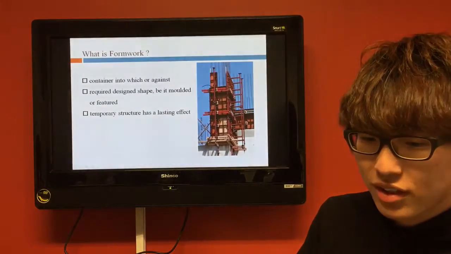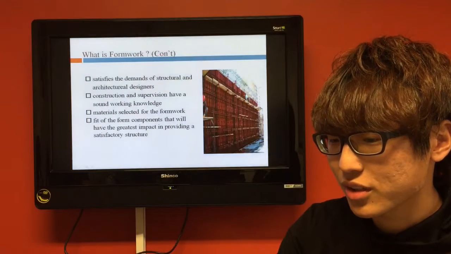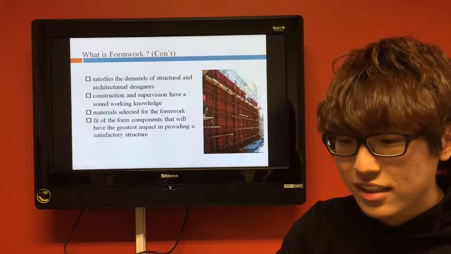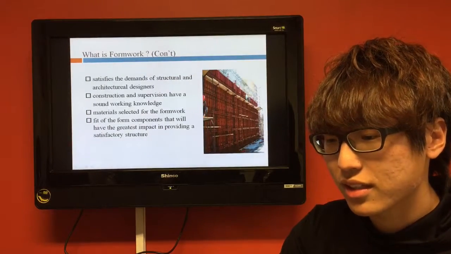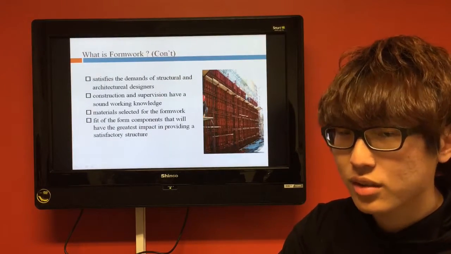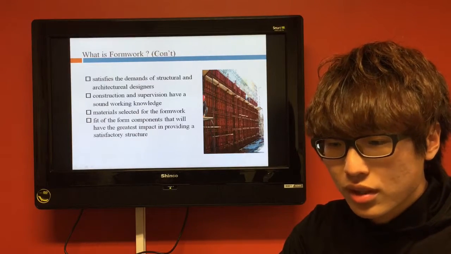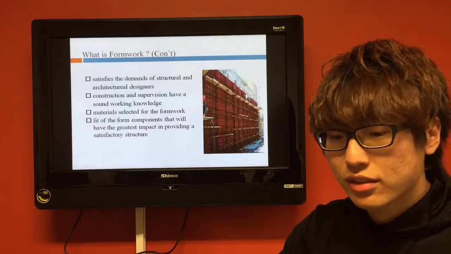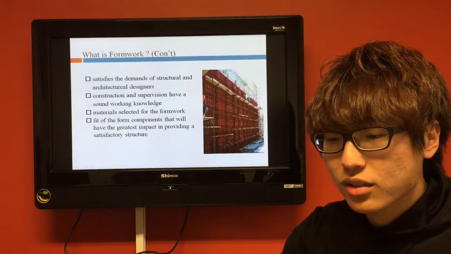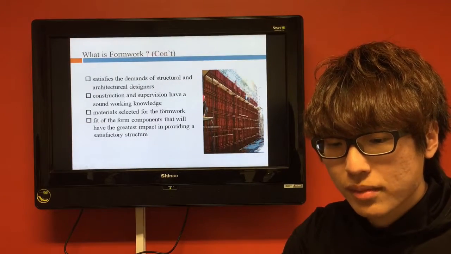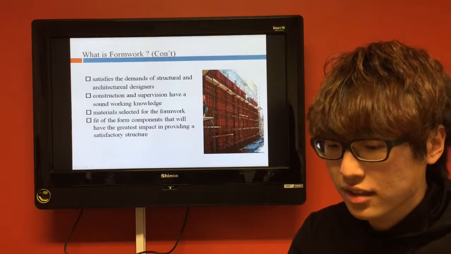To achieve the structure that satisfies the demands of the structural and architectural designer, it is essential that all who are involved in formwork design, construction, and supervision should have a sound working knowledge not only of formwork operation, but also the methods and the material involved. The material selected for the formwork, construction and fit of the form components will have the greatest impact in providing a good structure.